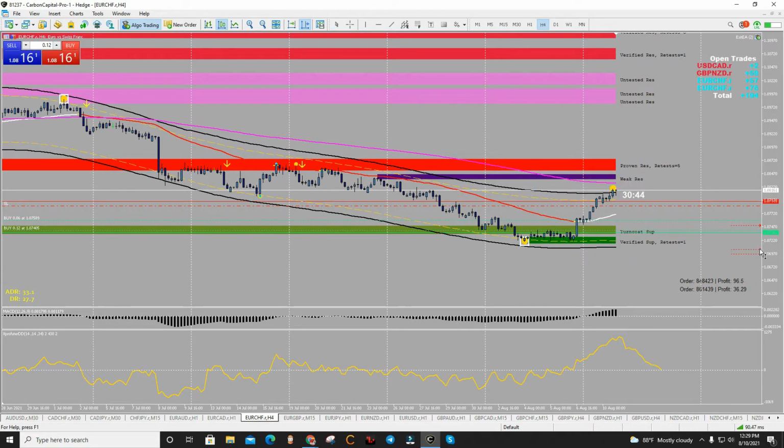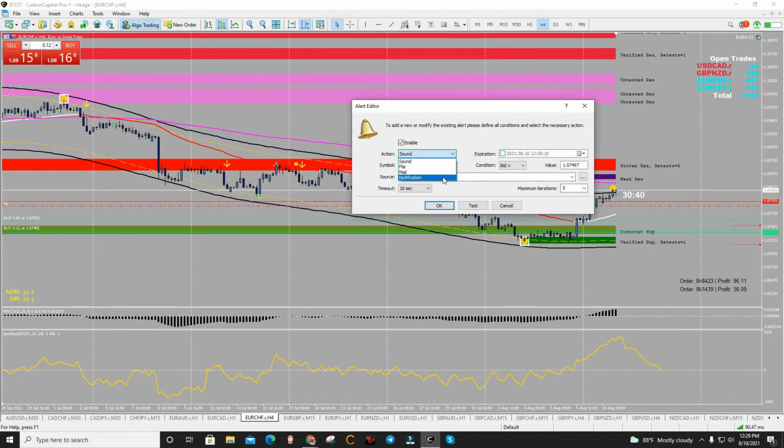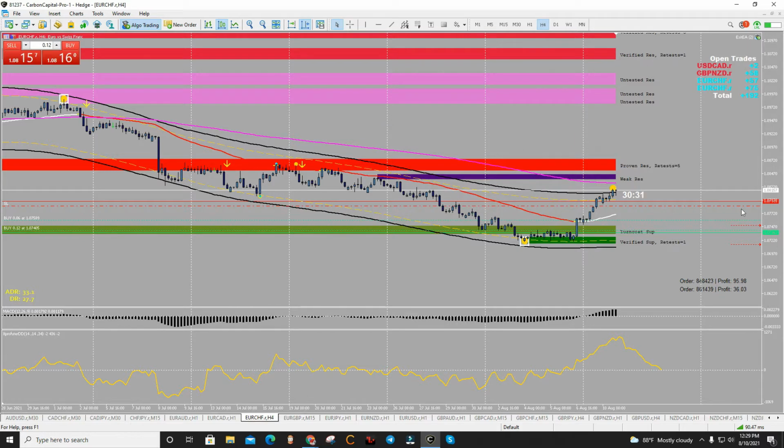I'll bring it down right above my resistance, and I'll put one down here for my sell. I'll click them and set them to notification, and I'll put my phone number in. And then I can test that alert. I'll do that on both. So if price breaks this alert here, it'll alert me, or if price breaks this one, it would alert me. Okay, so that's one way.